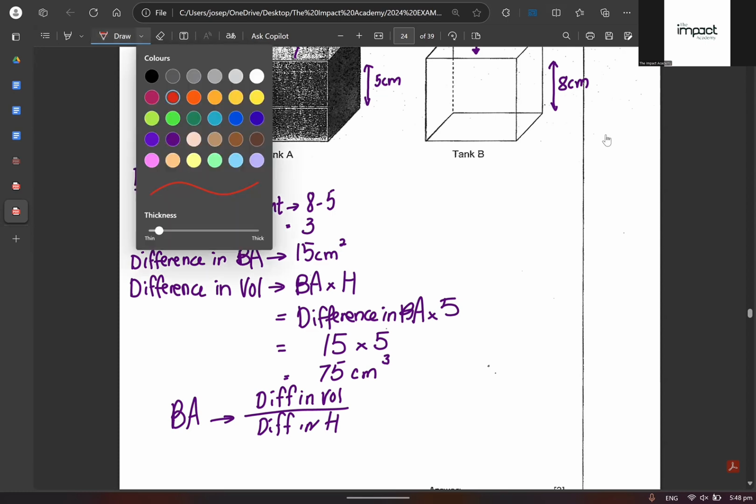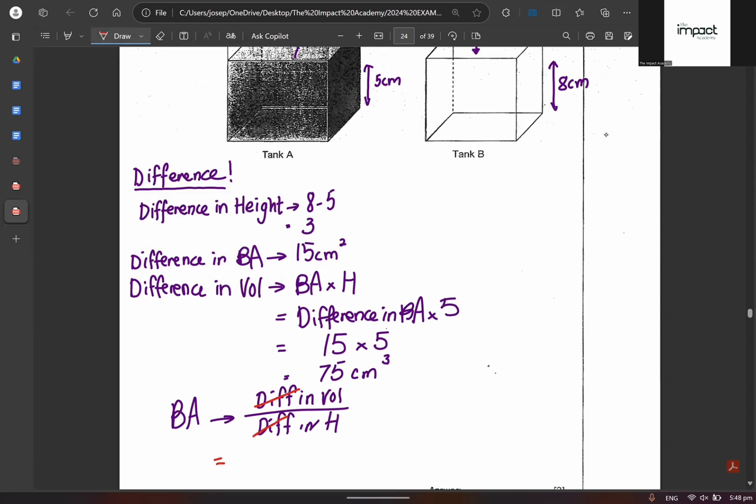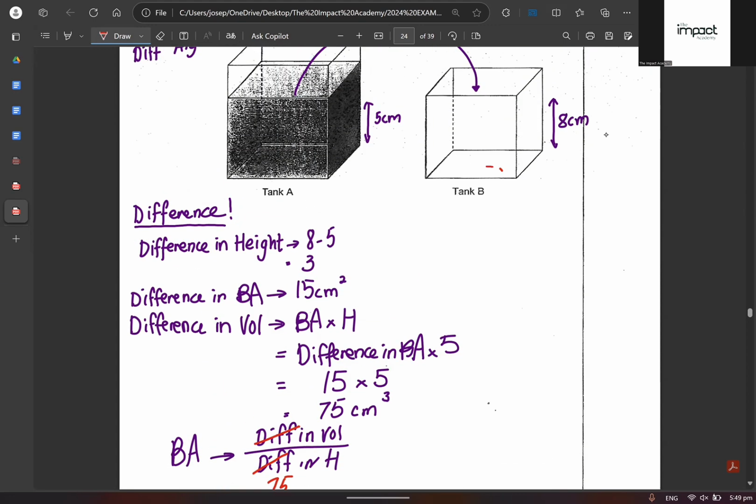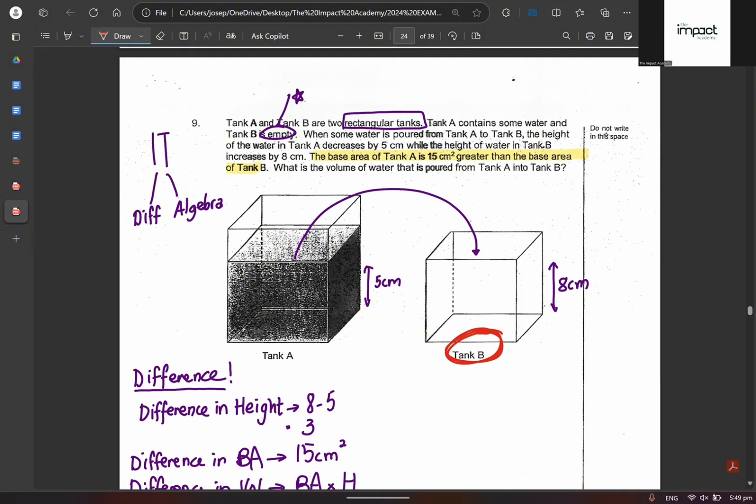And when I do difference divided by difference, what happens? No more difference, right? So we have 75 divided by 3, which is actually equal to 25 centimeter squared. And this is the base area of B. Make sense?